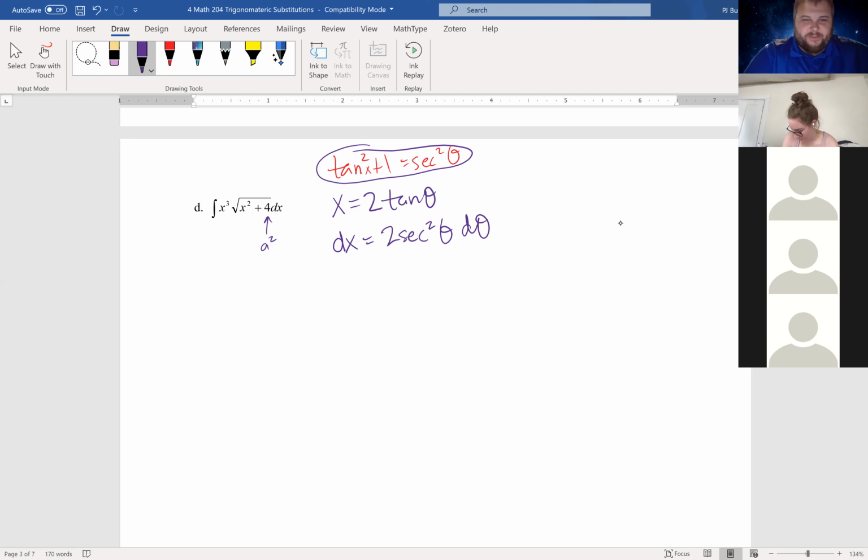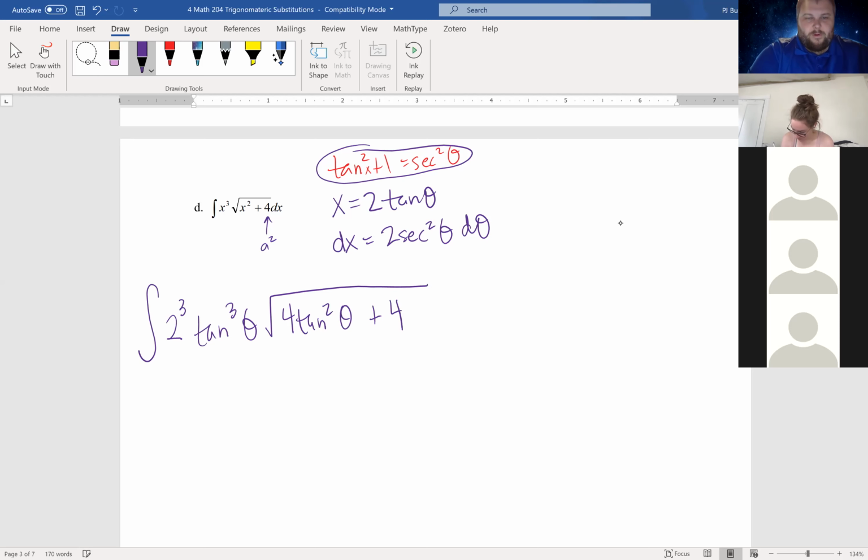All right, so let's make all the substitutions. So out front, we've got x cubed. So that's going to be 2 cubed tan cubed. Then we've got square root of x squared plus 4. So that's 4 tan squared plus 4. And dx is equal to 2 secant squared. Good with all that.